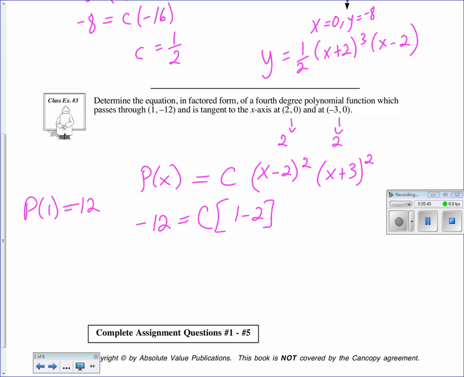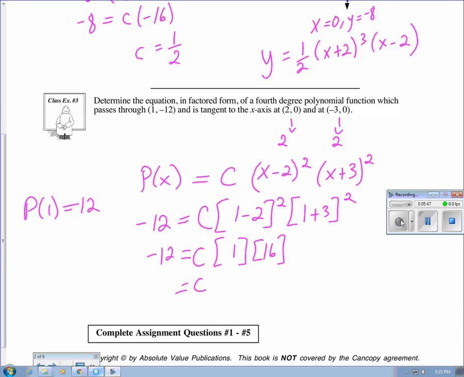1 minus 2 squared, 1 plus 3 squared. So evaluating 1 minus 2 is 1, technically negative 1, but I had to square it, so that's 1. And 1 plus 3 is 4, and I had to square it, that's 16.